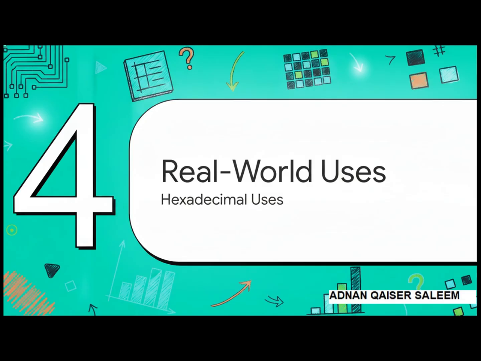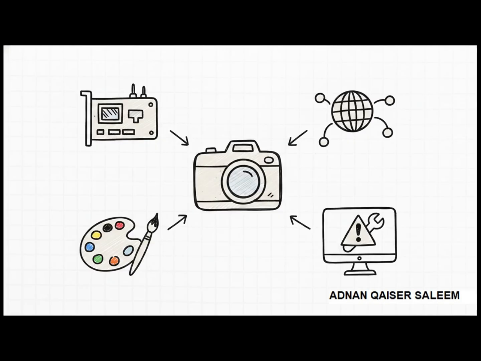Because it's one thing to know the theory, but where do we actually see this in the wild? And more importantly, on your exam. I want you to burn these 4 areas into your memory right now. You've got MAC addresses, IP addresses, specifically IPv6, HTML color codes used in web design, and system error codes. Seriously, memorize these 4, because they are an absolute staple in the IGCSE exams for this specific data representation objective.